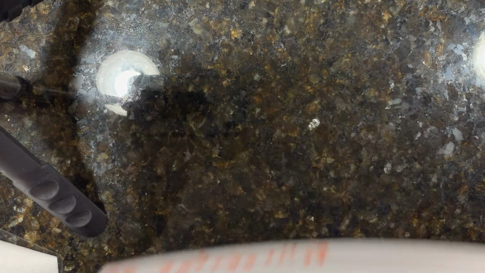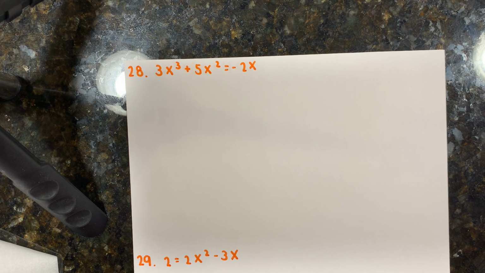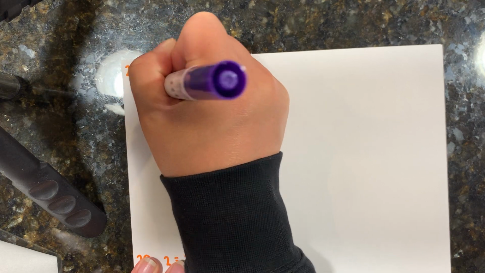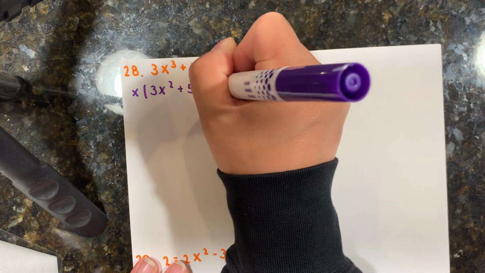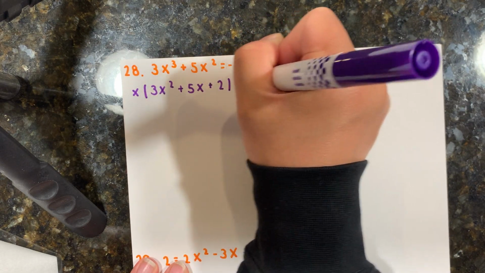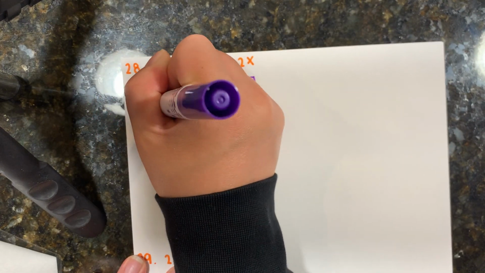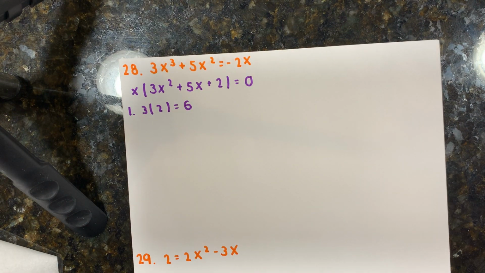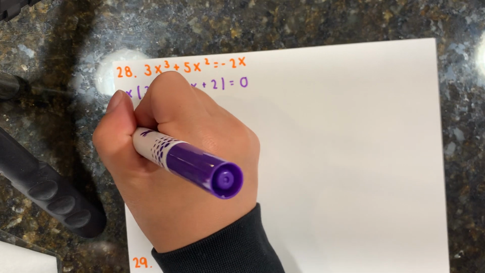Now looking at number 28, the first thing that I'm going to do is move the 2x to the other side. Also factor out an x from each of those equations. So it would be 3x squared plus 5x plus 2 equals 0. So I'm going to multiply the first times the last term, so 3 times 2 equals 6. And now I need two numbers that multiply to give me 6, but add up to give me 5. And actually, it's the ones that I just did.